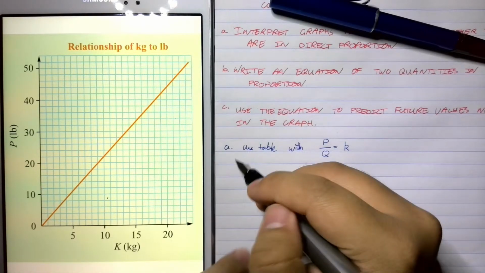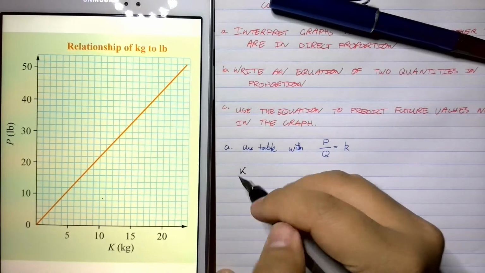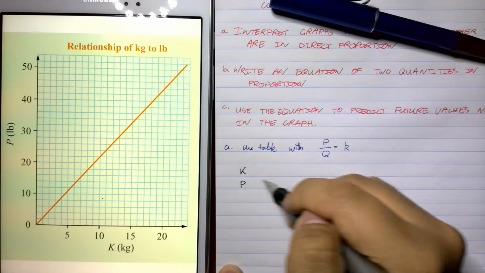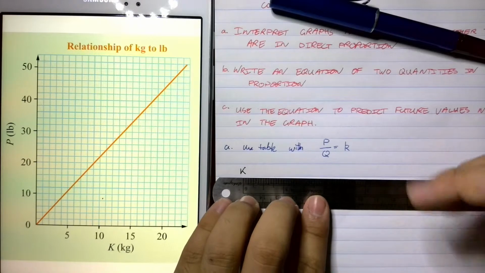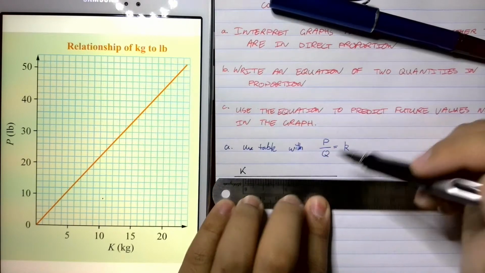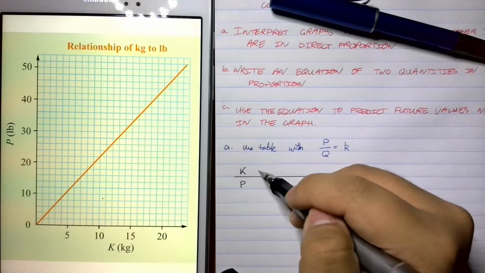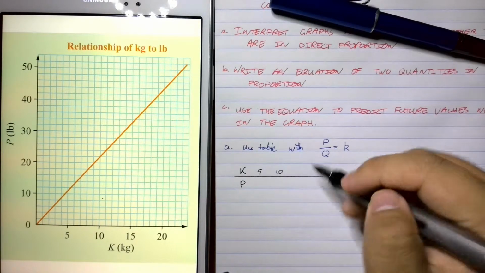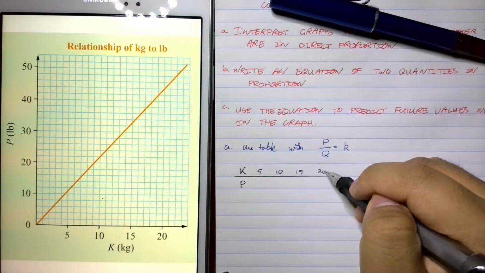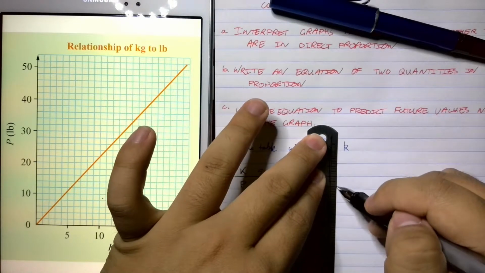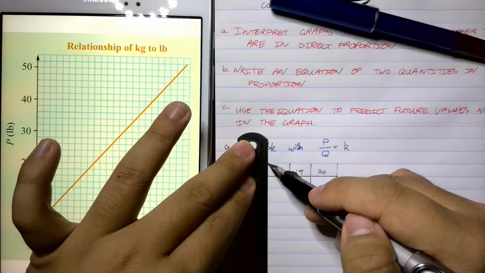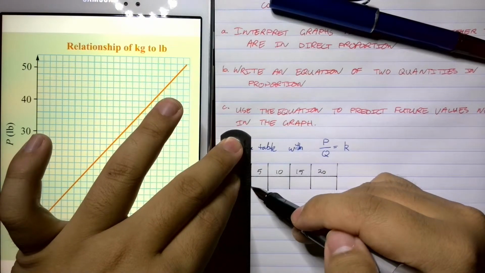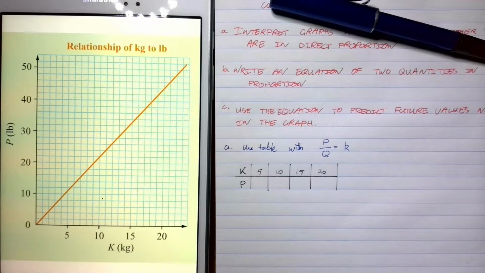Let's put K for kilograms along the x-axis and P for pounds along the y-axis. And the values I'll be using will be 5, 10, 15, and 20. Easy enough. Obviously, depending on the graph that we're given, the values we use may change. But for this particular example, I'm going to be using 5, 10, 15, and 20.